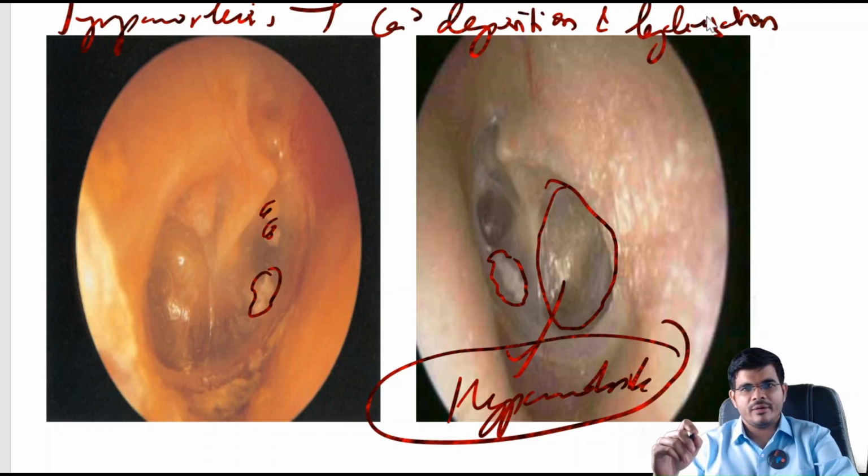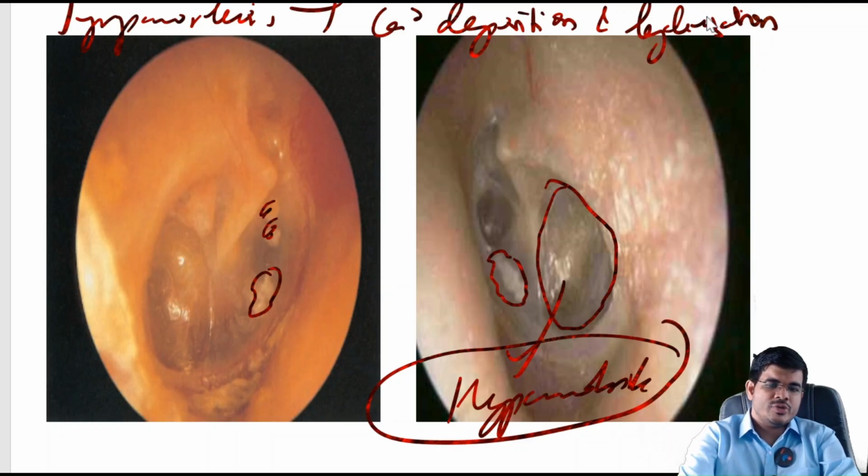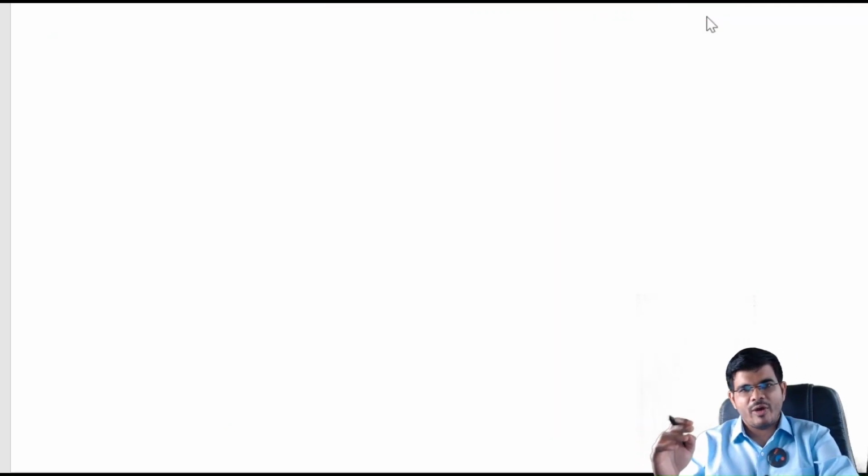And if the tympanic membrane does not heal by more than 3 months, then you will have to treat it as a chronic otitis media, and you will have to go for how you treat a case of chronic otitis media. The condition chronic otitis media and how you treat it will be dealt with in detail in the next session. So for now let's revise the things that we have already learned today.